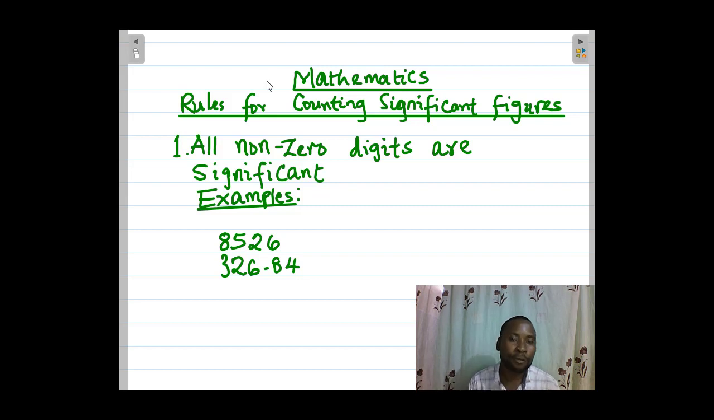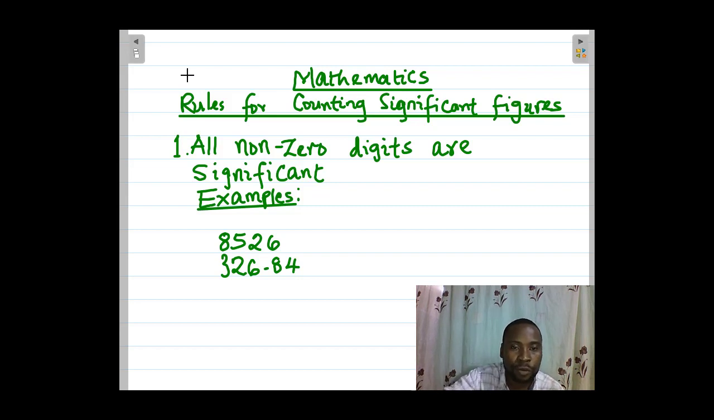Now, remember that for some time we've been looking at approximation. Today we are going to begin our discussion on significant figures, and we are going to look at the rules for counting significant figures. There are about 6 rules here, and I want to go straight to the point without wasting time. Rule number 1 says all non-zero digits are significant.